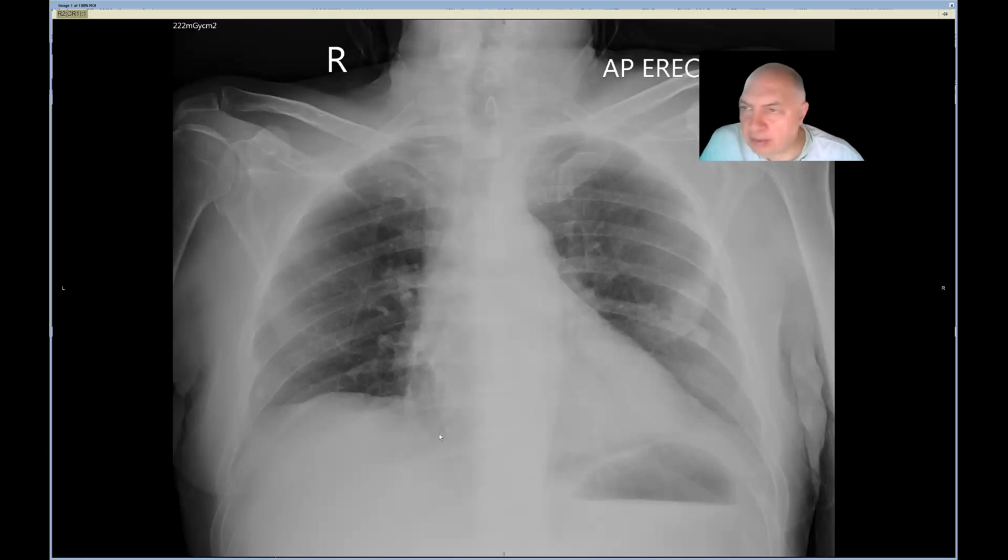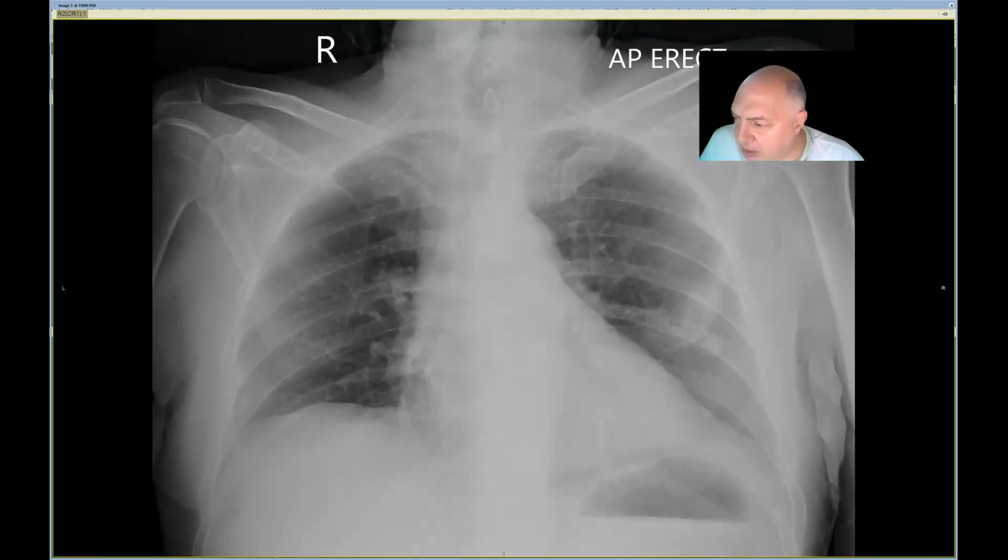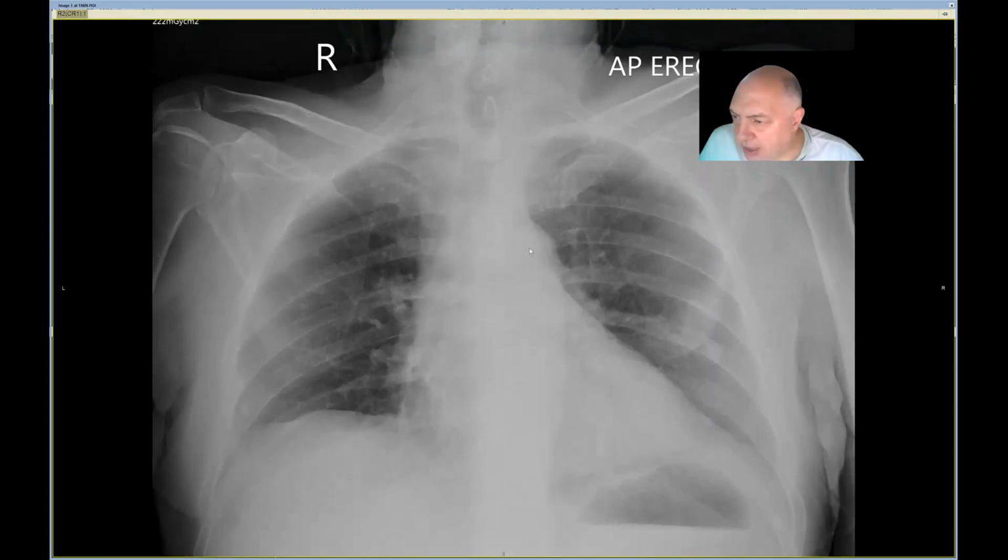Okay, so let's go through it now. So this X-ray is actually normal. So we have a normal cardiac outline. This shadow here, that's the nipple shadow, and the lungs themselves look clear.